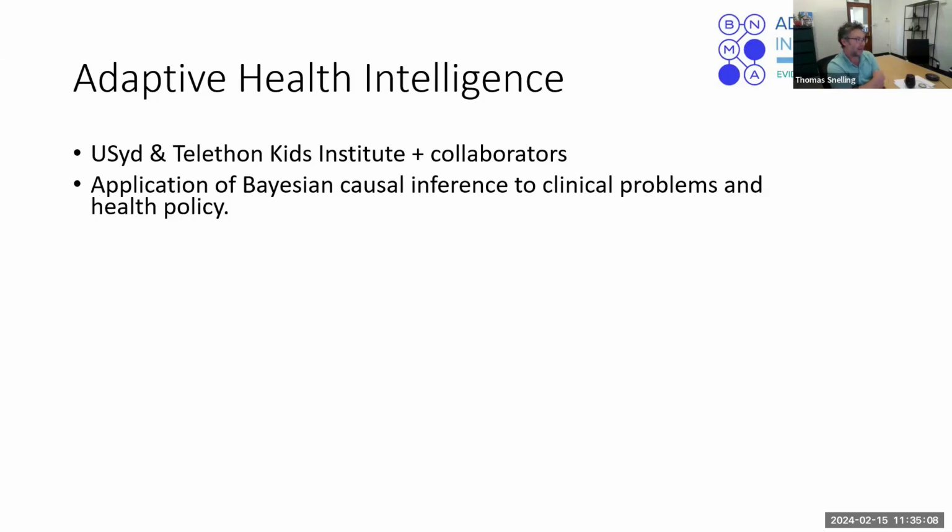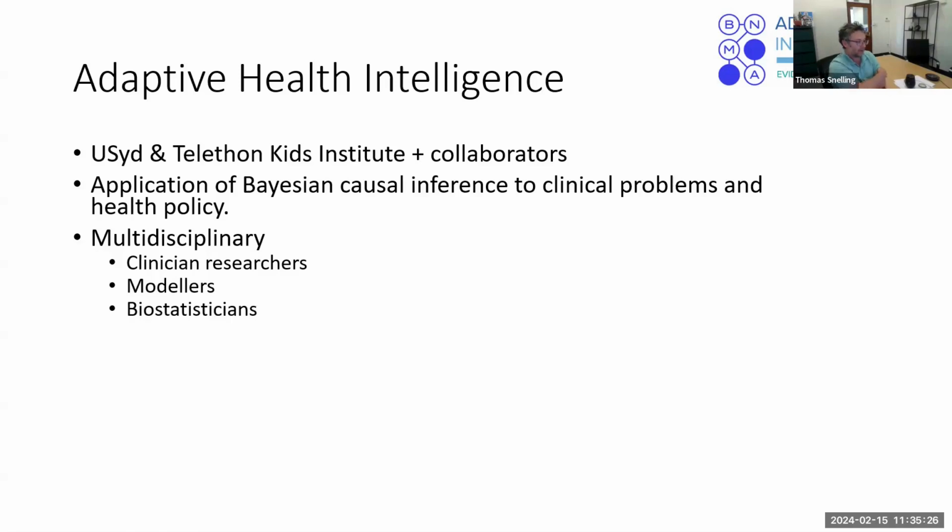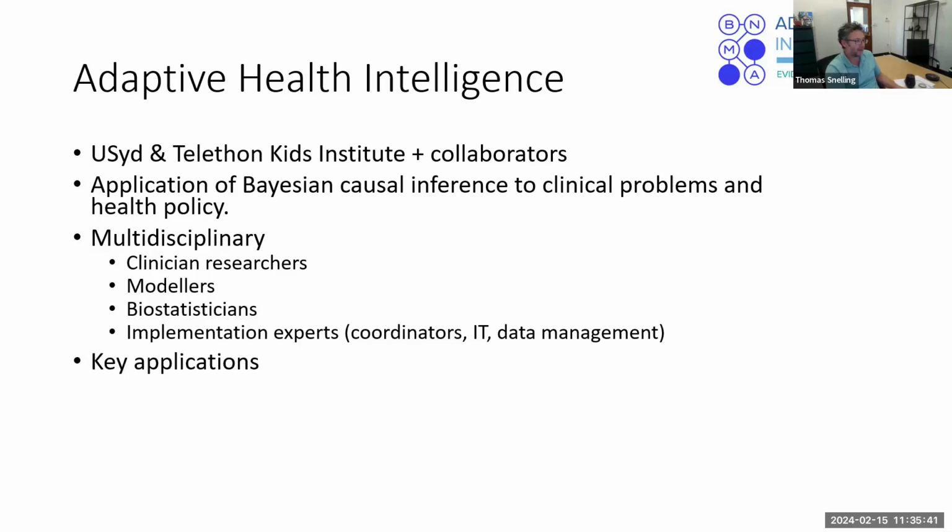And really our work is in the application of Bayesian causal inference to various clinical problems and to health policy problems. We're a very multidisciplinary group. We have clinician researchers, we have modelers in our team. We also have a number of statisticians, but also we're supported by a team of implementation experts. These are project coordinators, IT support, data management, a range of other individuals with the expertise needed to get these projects off the ground. Our key applications are in comparative effectiveness studies, so comparing alternative treatment strategies for particular conditions.